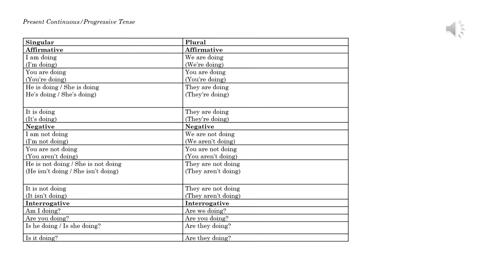Negative. I am not doing. I'm not doing. You are not doing. You aren't doing. He is not doing. She is not doing. He isn't doing. She isn't doing. It is not doing. It isn't doing. We are not doing. We aren't doing. You are not doing. You aren't doing. They are not doing. They aren't doing.